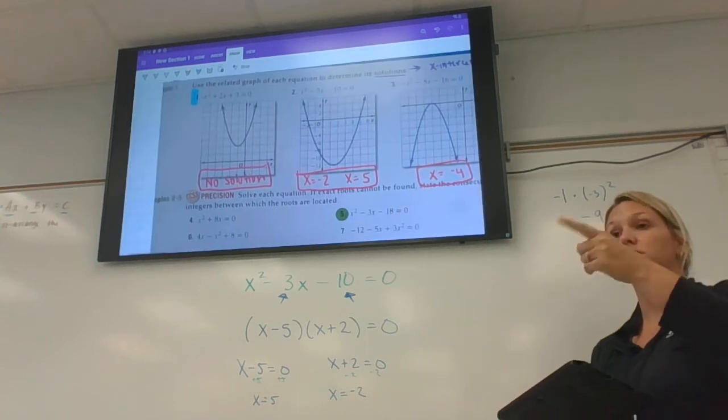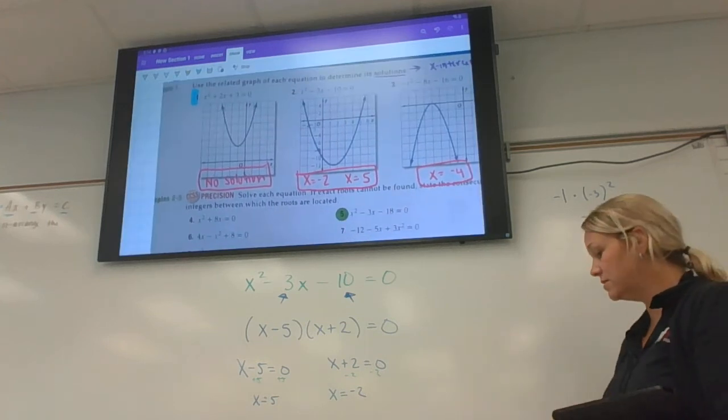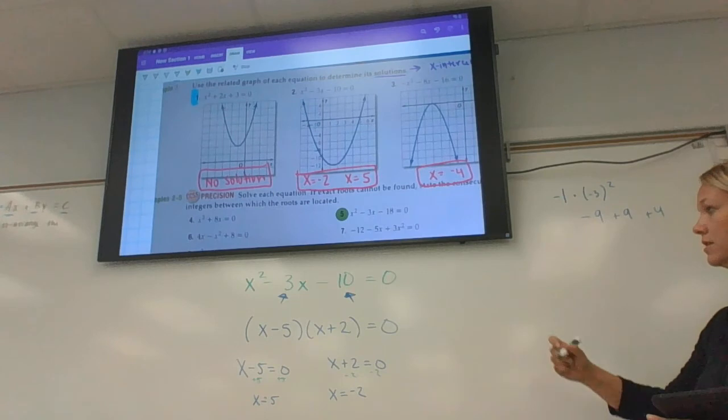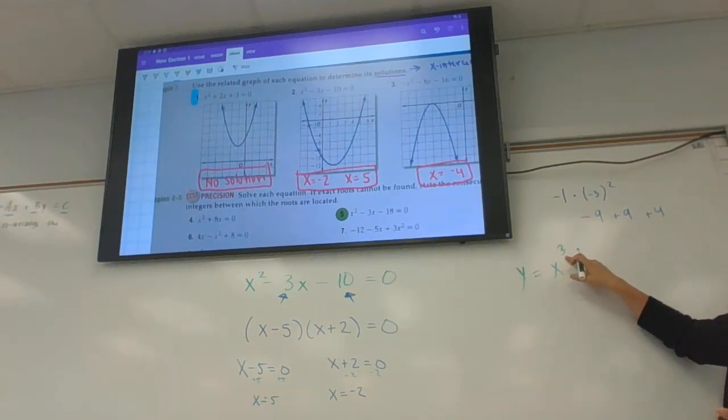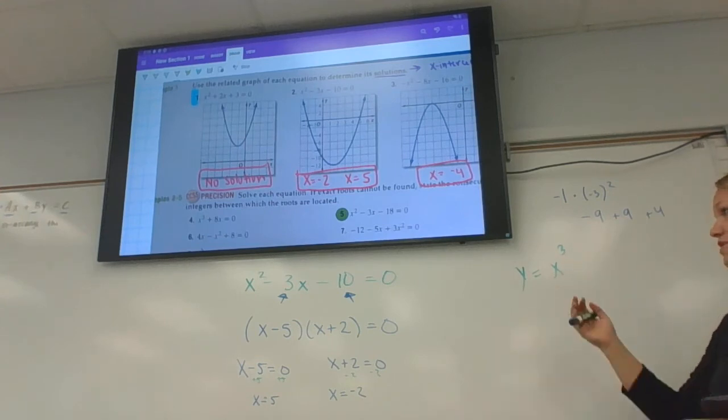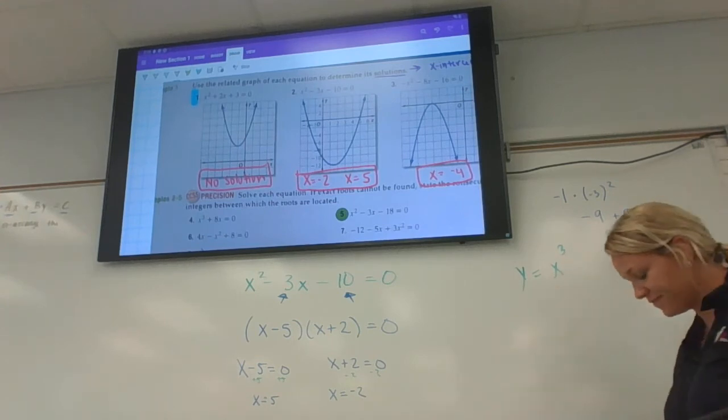You know what has 3 answers? A cubic function. Okay, the number of solutions is connected to the exponent in the equation. Facts. That's a whole property.